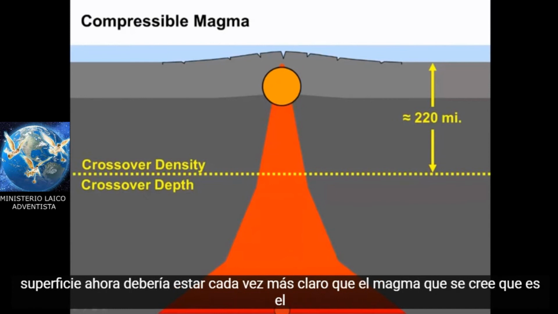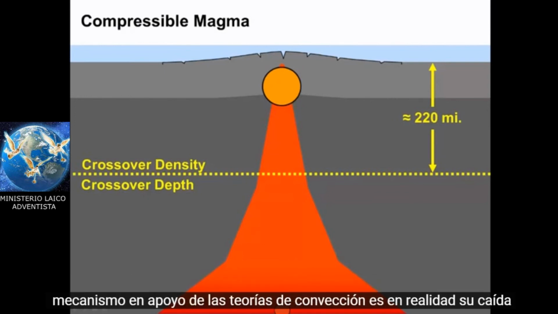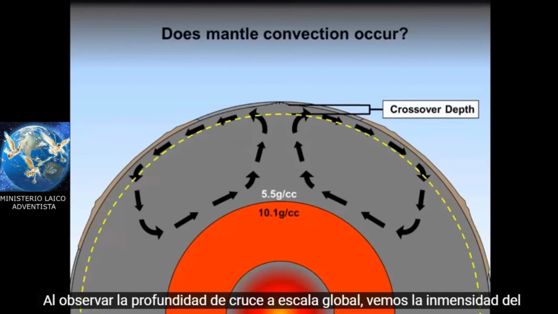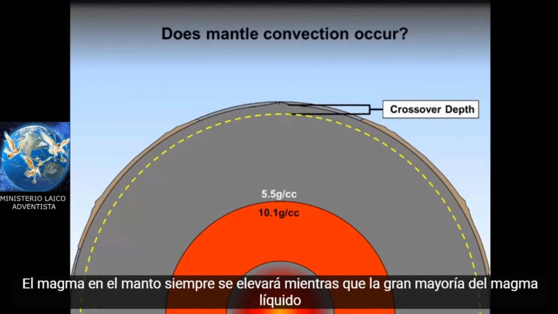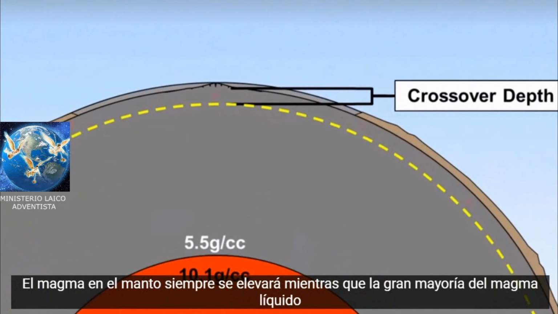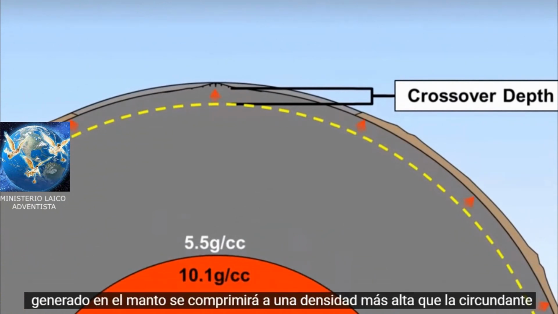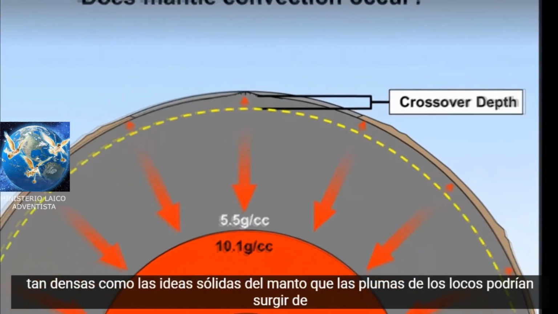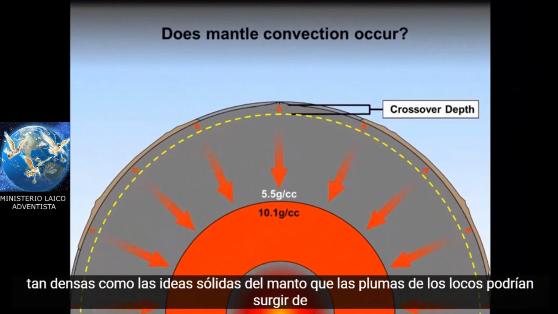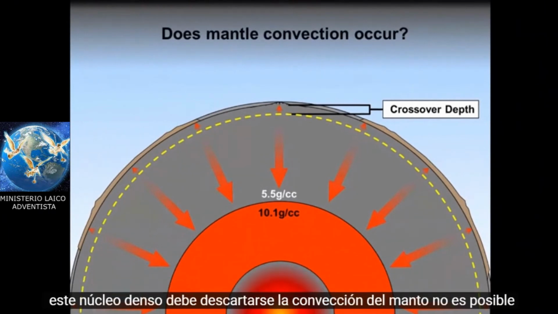It should now be increasingly clear that the magma thought to be the mechanism in support of convection theories is actually their downfall. Looking at the crossover depth at a global scale, we see the immensity of the problem for any form of mantle convection. Only a small percentage of magma in the mantle will ever rise, while the vast majority of liquid magma generated in the mantle will compress to a density higher than the surrounding solid and will tend to drain into the Earth's liquid outer core, which is twice as dense as the solid mantle. Ideas that plumes of magma could ever rise from this dense core should be discarded. Convection of the mantle is not possible.